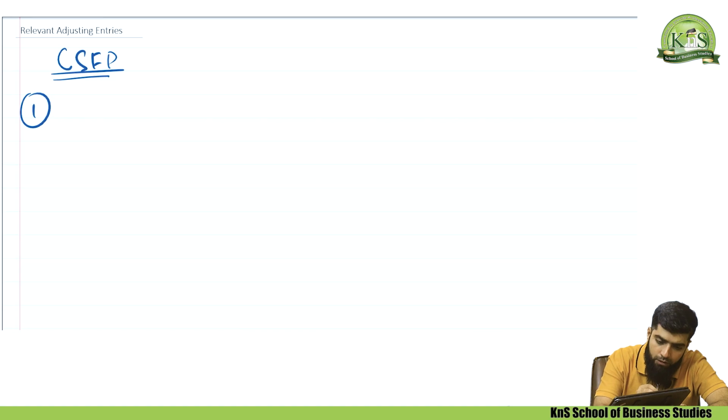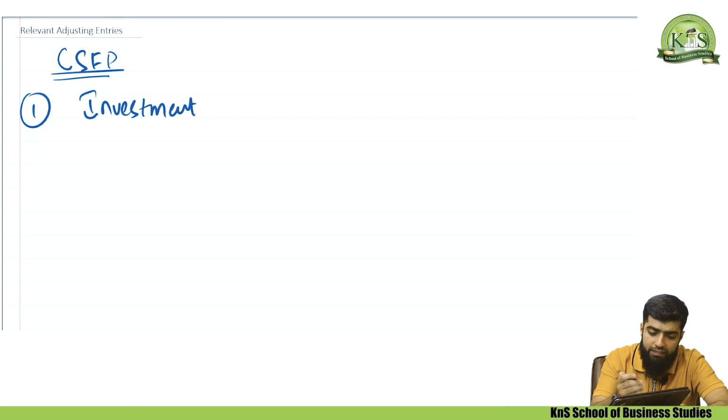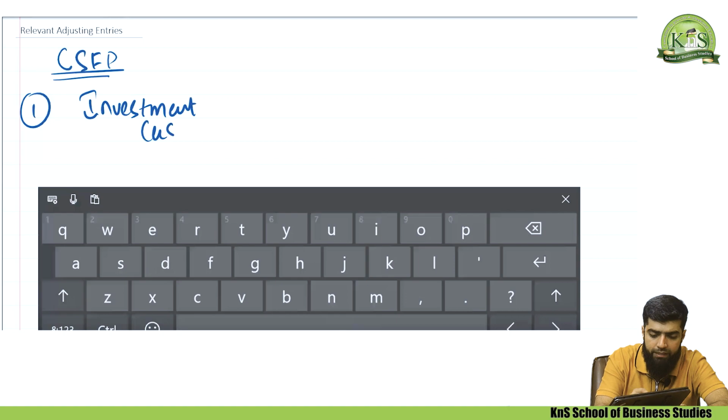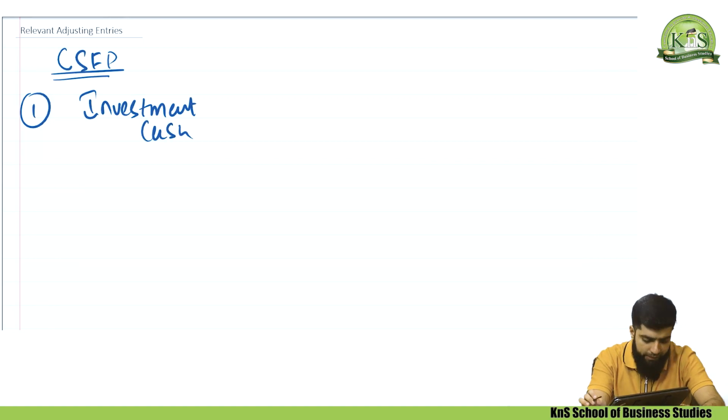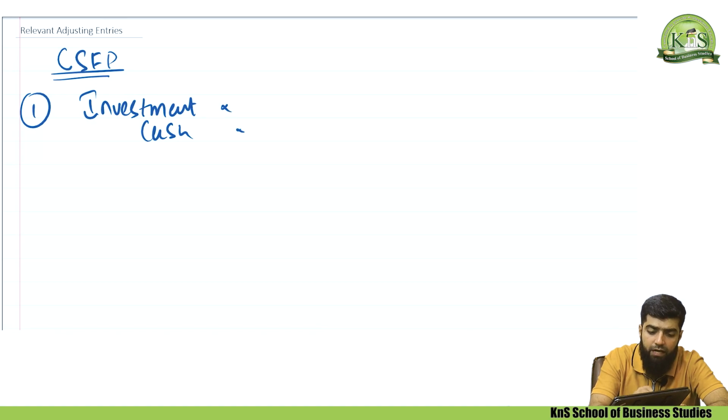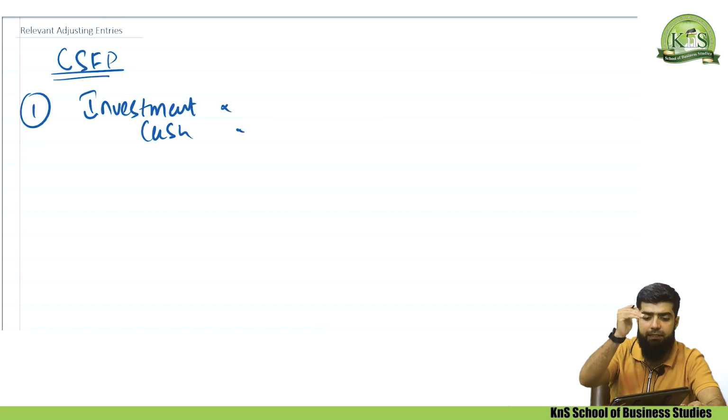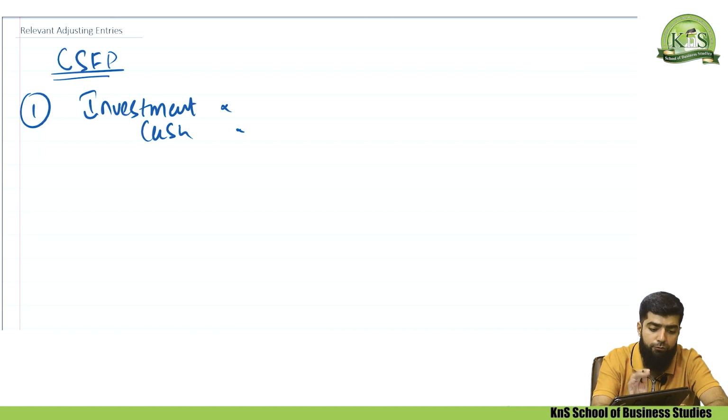First of all, the examiner might ask you about the case where the investment is not recorded. The investment can be made in three ways. Number one, the cash investment. It means that investment is debited and cash is credited in the accounts of the P company. That is, investment debit and cash credit. That is the investment made in the form of cash.